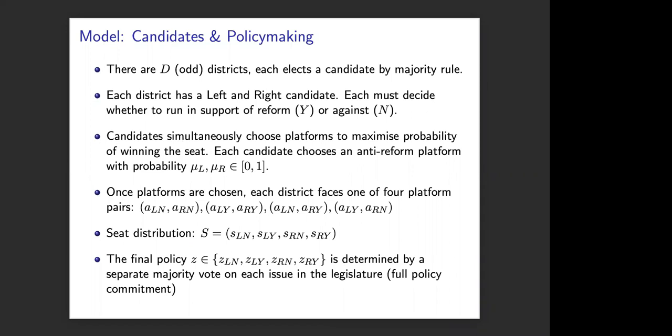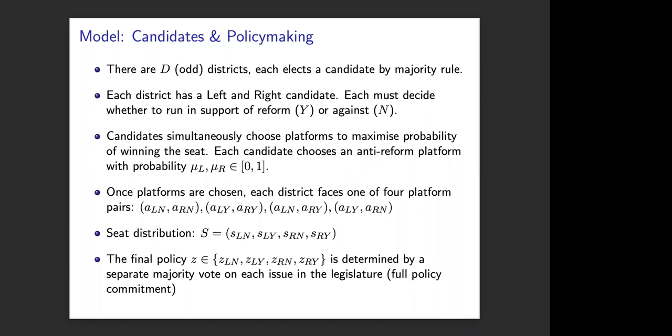And so then there's just notation that each candidate chooses an anti-reform platform with probability mu. Okay. And so once they've chosen their platforms, in each district, one guy is fixed at being the left guy, one guy is fixed as being the right. Their only choice is whether to be pro or anti-reform. And so once they've chosen their platforms, you're then going to have one of four cases in your district, right? Either they're both anti-reform, both pro-reform, or one is pro, one is anti.